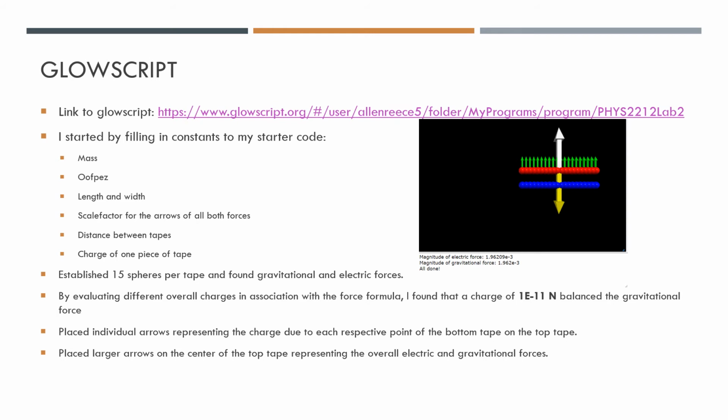So I changed the n value to 15 spheres per tape, which are individual points on the line of charge. By evaluating different overall charges, which is the change I was speaking of a second ago, I found that a charge of 1 times 10 to the negative 11 balanced the gravitational force with the electric force. The green arrows were placed to represent each respective point charge, and there should be 15 of those. The larger arrows represent the total gravitational and electric forces, gravitational being yellow and electric being white.